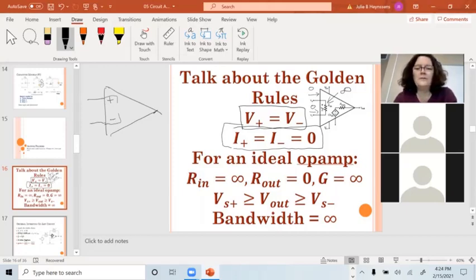The difference between these two terminals is specified on the data sheet. We're not responsible for this in this class, but this is for the people who don't take 490. It's called V offset. And my favorite op-amp that I've been using a lot lately has an offset of 25 microvolts.